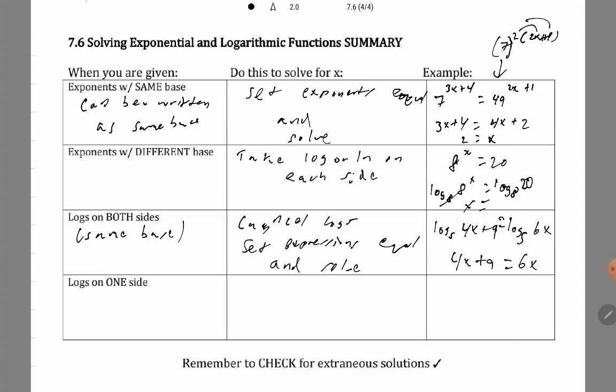Log is on one side, condense, get it by itself, and then rewrite as exponent.